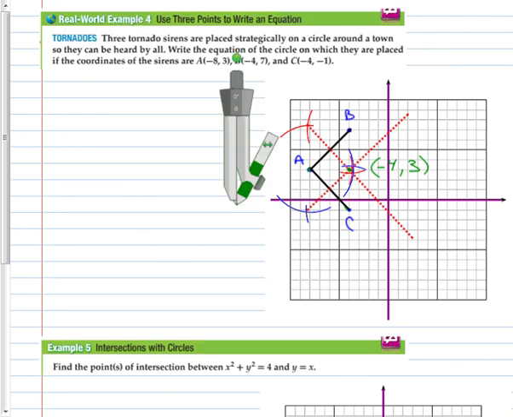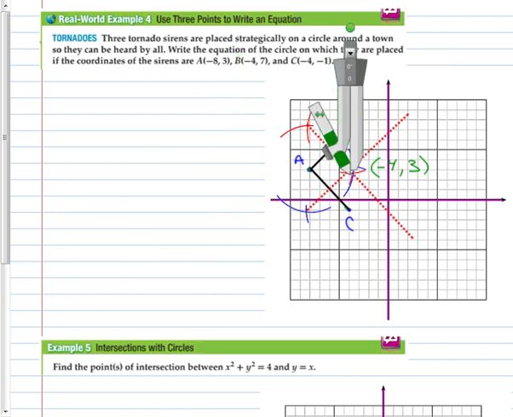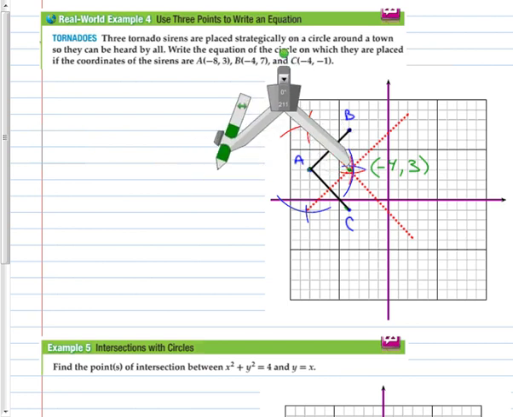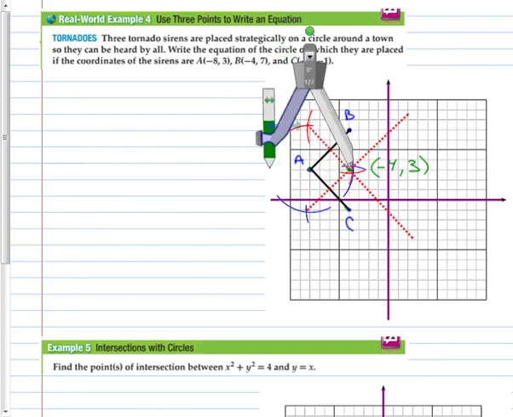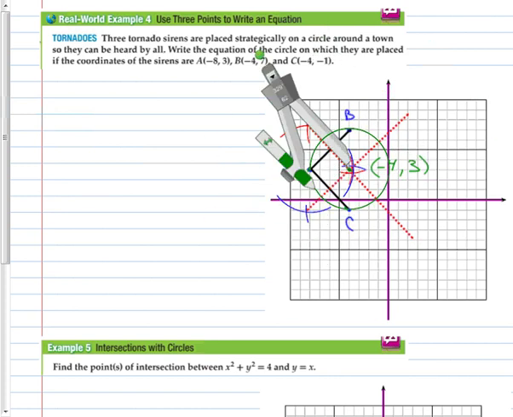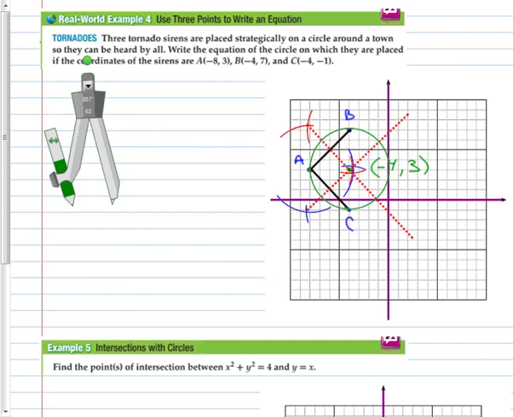Where did my compass go? I shouldn't have gotten rid of it. We'll do it in green, since that's what I was doing earlier. I just put my point right there. I'm going to open it to the side so it hits A, and I draw a circle. Did I hit my other points? Of course. There you go.